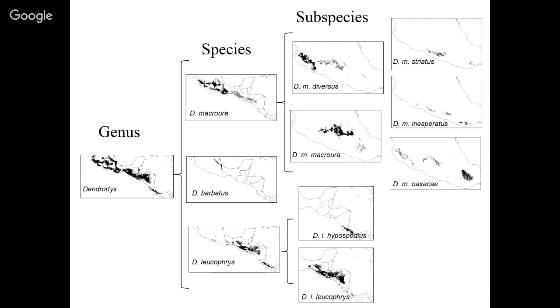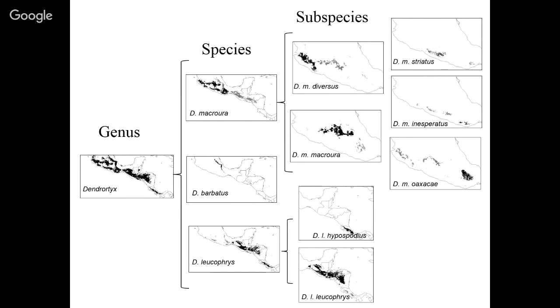If you model the genus, you find models with more overprediction. And now focus on Dendrortyx macroura. When we model the 5 subspecies, again we realized that we cannot obtain what we obtain using just the species macroura. And the same thing happened with Dendrortyx leucophrys in the lower figures in this slide.